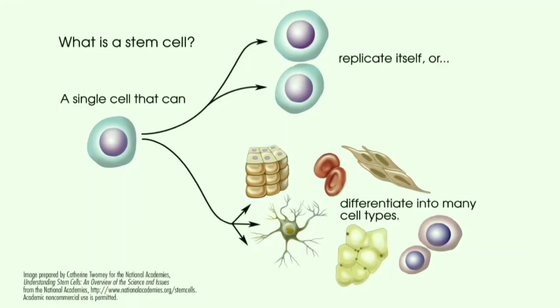This diagram explains what a stem cell is. A single cell that can replicate or differentiate into many cell types. That is, it can multiply itself as well as differentiate into red blood cells, a neuron, etc.